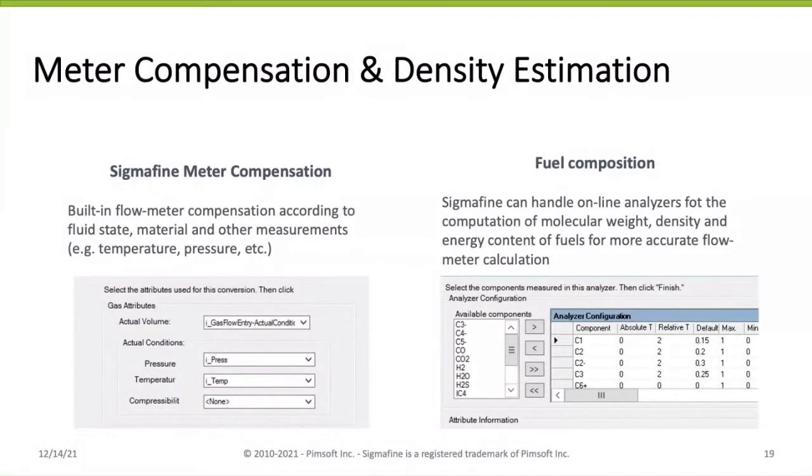Similar actions can be taken also on the compensation of measurements, especially for orifice plates, to correct with pressure, temperature, even compressibility factors in case of gas. And for the fuel and the flow rate of the fuels, sometimes there is an online gas chromatographer available, so you can use it to get the molecular weight and then use this figure to compensate the flow rate. In other cases, again, you can just put some estimate, but it's always suggested to put a compensation in place.